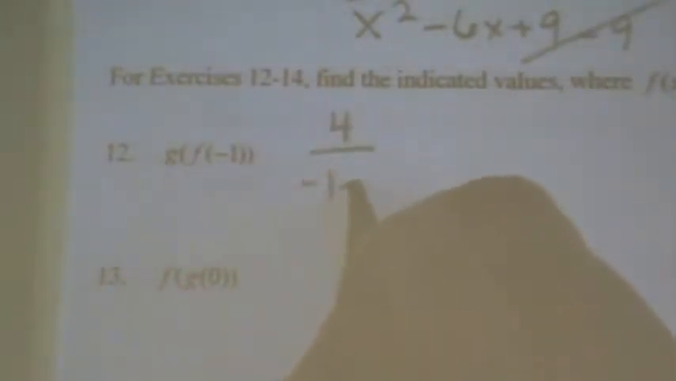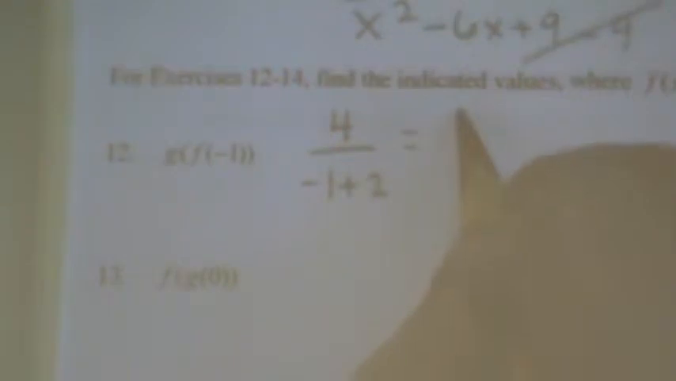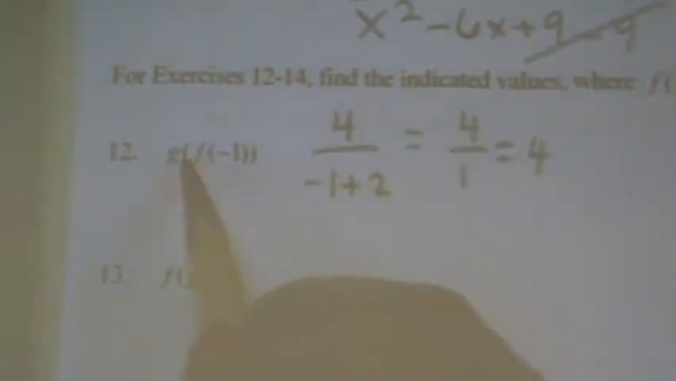This one's on your test, these where you have to evaluate. For number 12, you're going to plug negative 1 in the f function. If you were to plug negative 1 in here, you get 4 over negative 1 plus 2, which is 4 over 1, which is 4. And then you plug 4 into the g function. So 4 cubed plus 2 is 66.